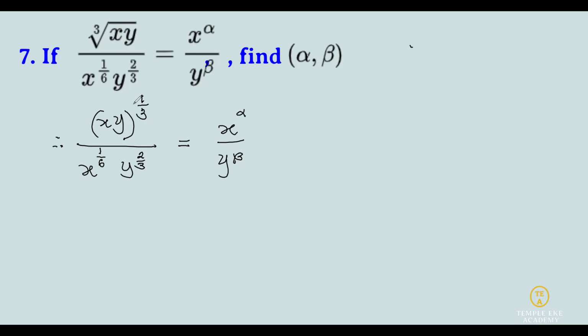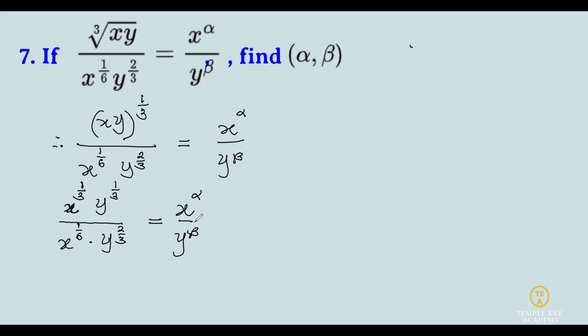So the 1/3 as power should be distributed onto the x and the y. That means we're going to have x to the power 1/3, and of course y to the power 1/3. Now divided by ordinary x to the power 1/6, and of course y to the power 2/3. Gives us x to the power alpha, and of course y to the power beta. Beautiful. Now let us allow the numbers to interact.